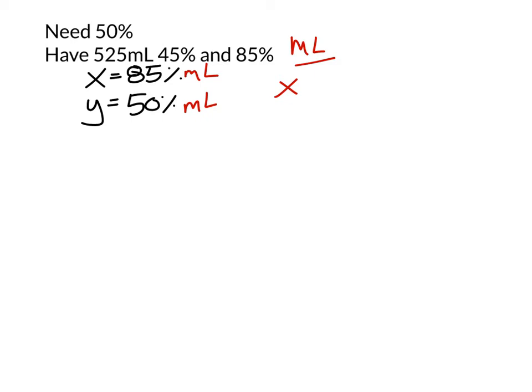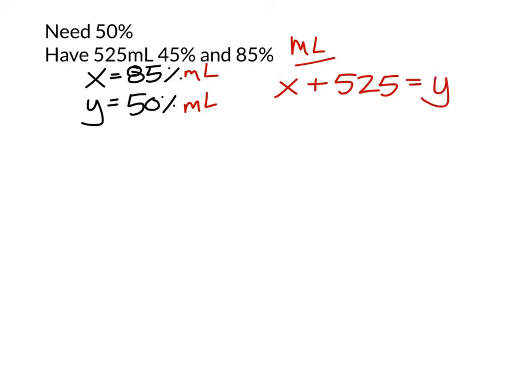So if I took my 85% milliliters and my milliliters of 45%, which is 525, then I will have the amount of solution in 50%, which is Y.